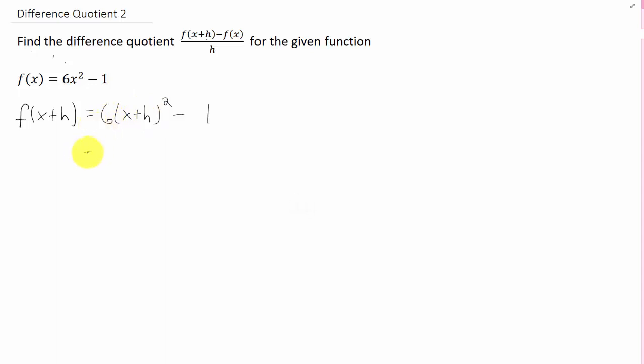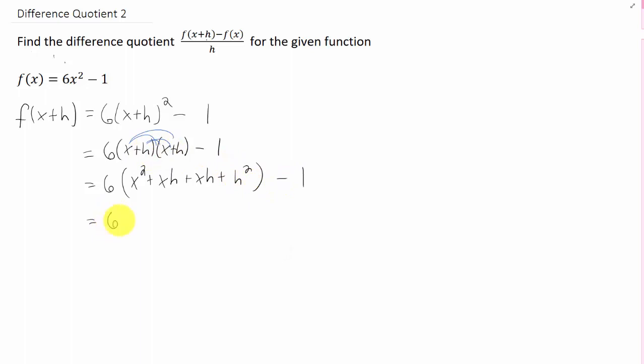Now we may as well simplify this now. x plus h squared is x plus h times x plus h. Don't forget, we need to FOIL this thing out, or distribute. That's going to give us x squared plus the outer terms give us an xh, the inner terms give us another xh, and the last two terms are going to give us an h squared. One step at a time here.